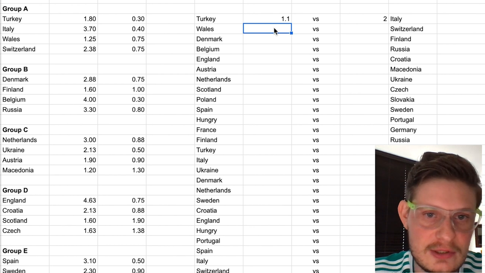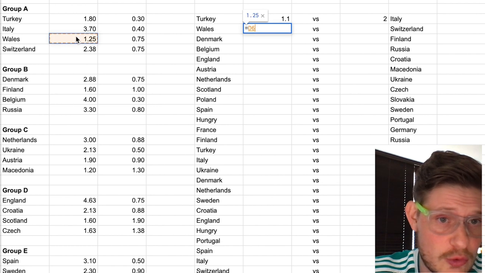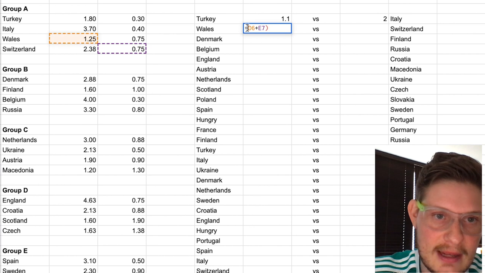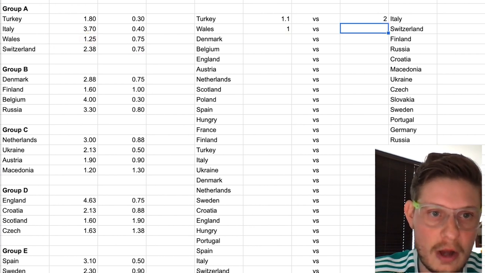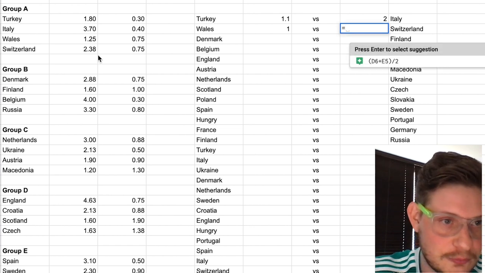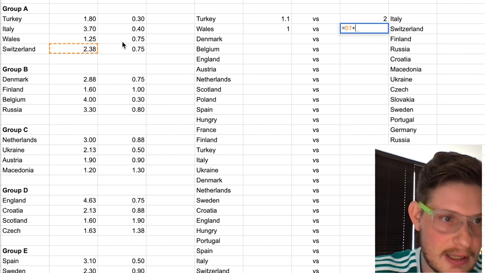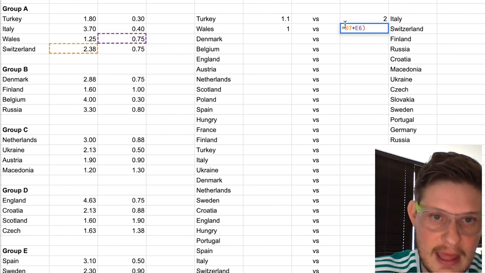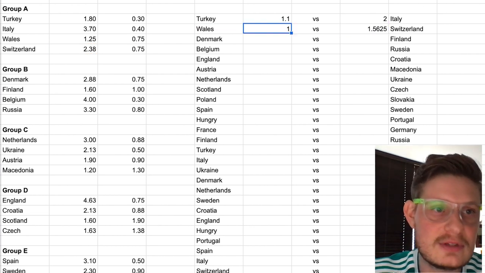Wales versus Switzerland. Essentially, we take Wales. This is their score rate. We add Switzerland's concede rate, and we come over here and divide it by 2. There's going to be 1 goal that Wales is going to be scoring. And for Switzerland, this is the Swiss score rate plus the Welsh defending, and we now divide that by 2, and we have 1.5.